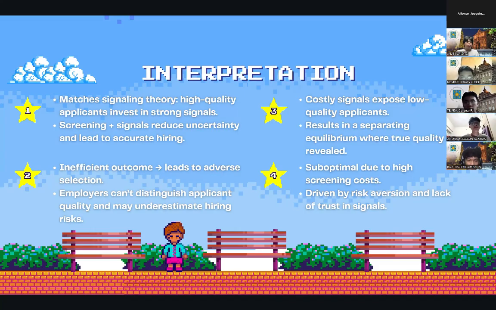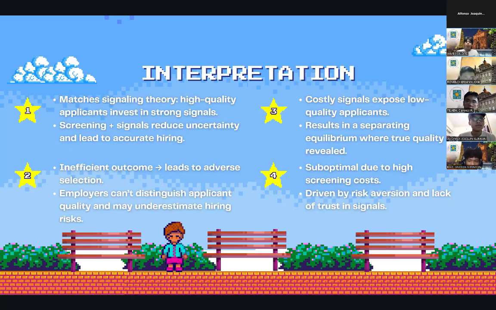For the second scenario, the outcome is inefficient because without screening or strong signals, employers can't distinguish between high and low quality applicants, which leads to adverse selection, where one side knows more information than the other. This results in the decision favoring the more knowledgeable side. The employers acted like this because they may be reluctant to spend too much on something time consuming. They may also underestimate the risk of a bad hire.